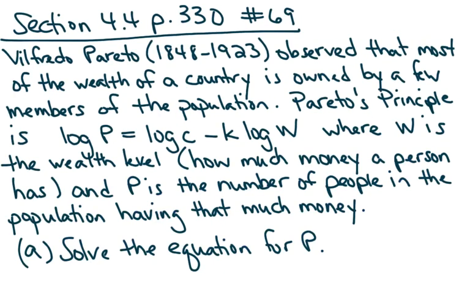From section 4.4, number 69, Vilfredo Pareto, 1848 to 1923, observed that most of the wealth of a country is owned by a few members of the population.